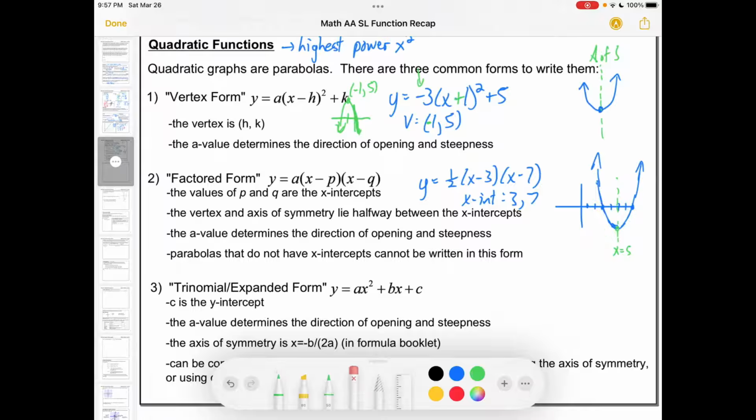The a value determines the direction of opening and steepness, so it opens upward because it's positive 1/2. But not every parabola can be expressed in this form, and that is because not every parabola has x-intercepts. It's possible to have a parabola that exists entirely above the x-axis or entirely below the x-axis.